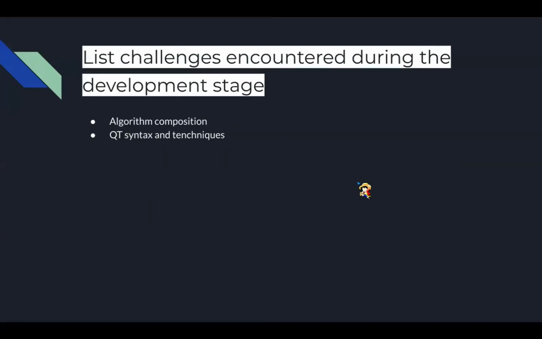So what I found challenging was the algorithm composition, because at first I didn't know if I wanted to have the quizzes randomly generated, or random as in I set the numbers and they just randomly appear, but I ended up just doing it in order. Another challenge that I encountered was the Qt syntax and techniques. It was very difficult for me to understand the Qt syntax. I should have really looked more into detail, but that's something I will definitely do in the future and improve this app so it can actually be used.